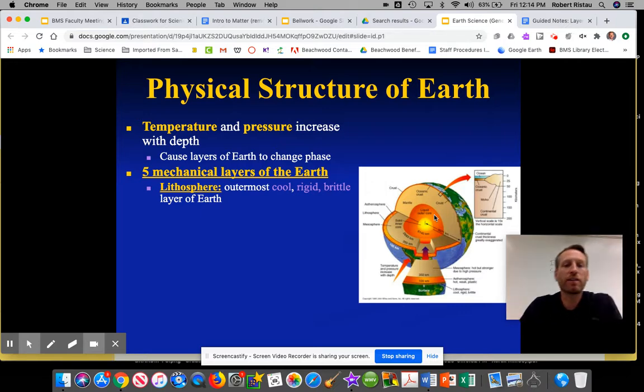First is the lithosphere. The lithosphere is the outermost. It's cool, rigid, brittle layer of the Earth. It includes the crust and the very top part of the mantle.